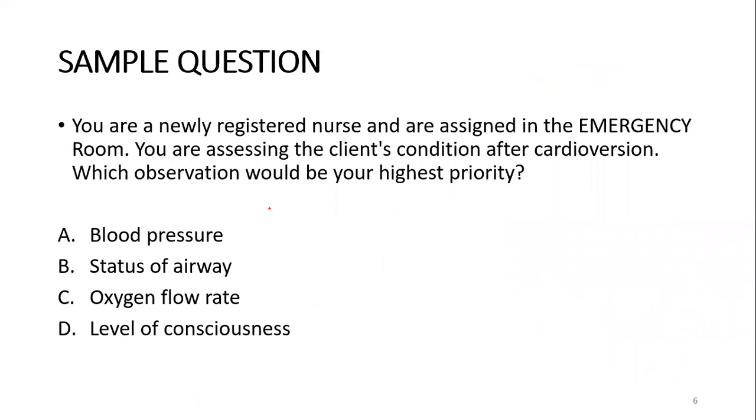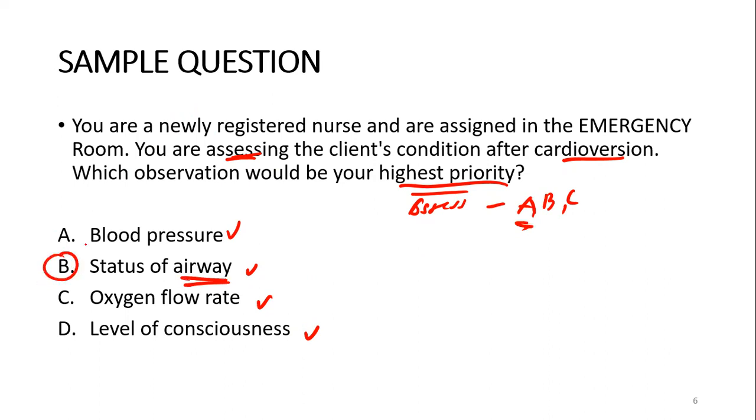You're a newly registered nurse assigned in the emergency room. You are assessing the client's condition after cardioversion. Which of the following would be your highest priority? Again, this is assessing. In assessment, which of the following is a priority? Again, you follow your ABC. Let's see the choices: blood pressure, status of airway, oxygen flow rate, level of consciousness. Considering ABC, status of airway is your best answer.